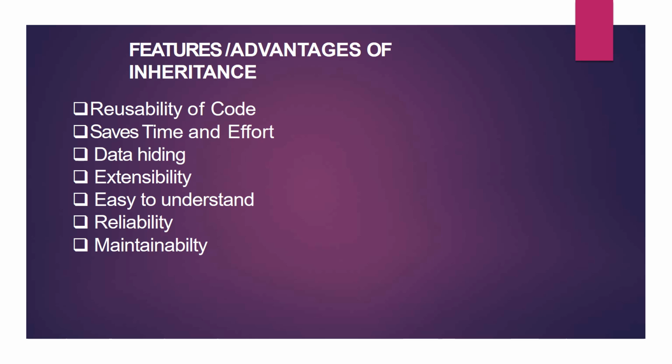These are the different features of inheritance. The first feature is reusability of code. The second feature is saves time and effort. The third one is data hiding. The fourth one is extendability. The fifth one is easy to understand. The sixth one is reliability. The seventh one is maintainability. These are the different advantages of inheritance. Next we will see what the access specifiers in inheritance are.